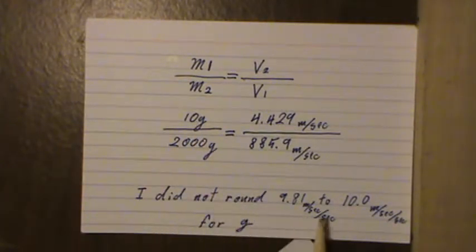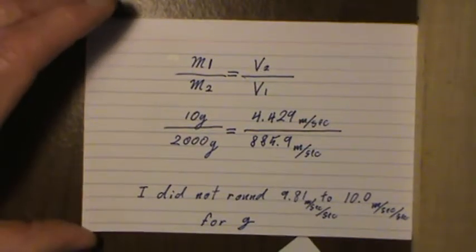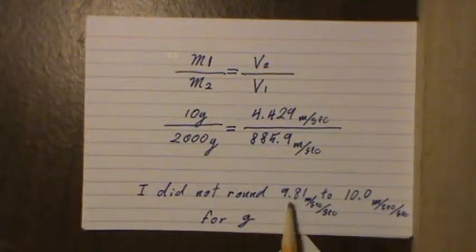Now I did not round this to 10 meters per second. That was done in the other video that's available on the internet, on YouTube. But I left it as 9.81 meters per second squared for the gravitational acceleration.